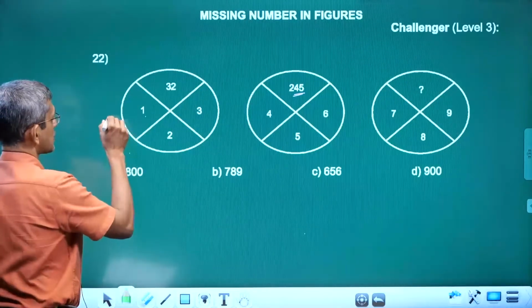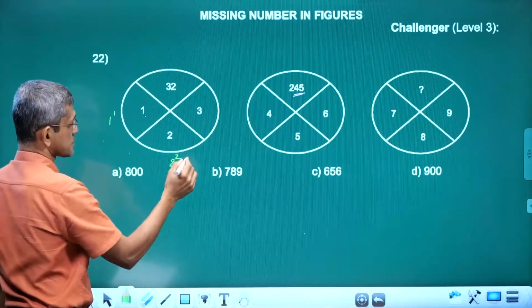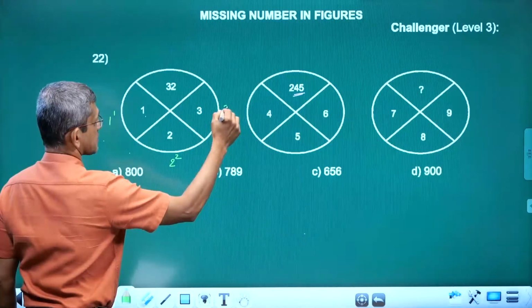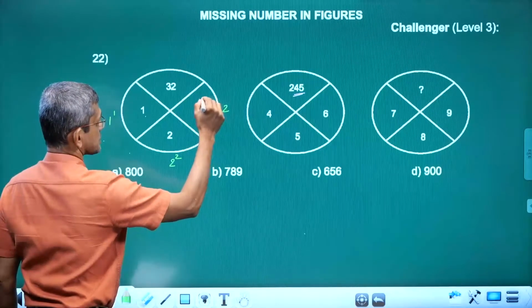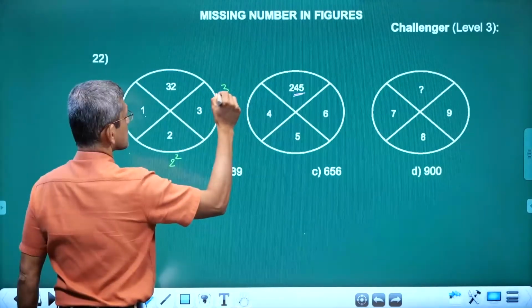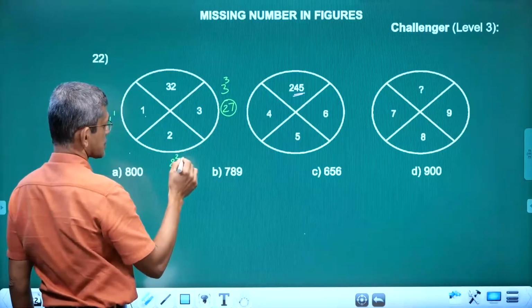How about we take 1 raised to 1, and 2 raised to 2, that is 2 square. And this is 3 raised to 3, that is 27. So this is 3 raised to 3. Okay, let me write it outside. So that's 27. And this one is 2 square, that's 4.